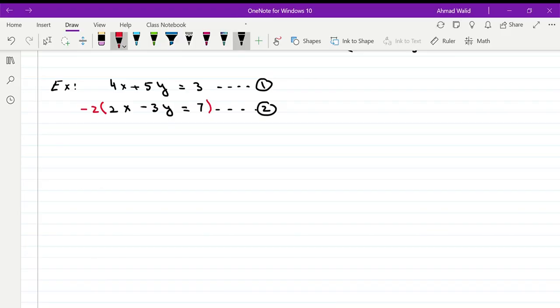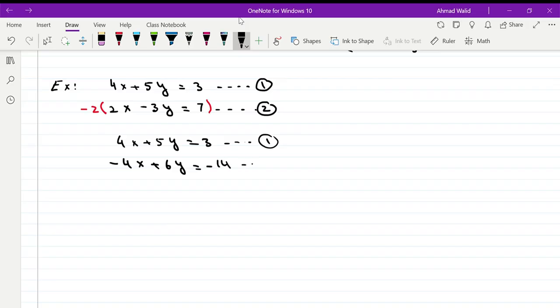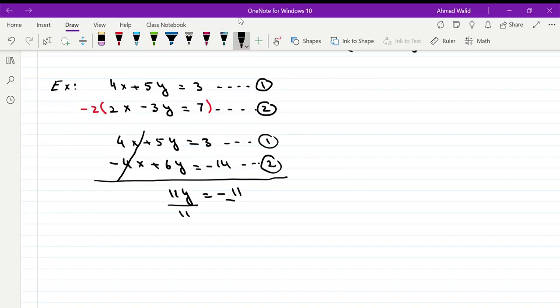Let me first copy equation number 1 again. Here, 4x plus 5y equals 3, equation number 1. And multiplying equation number 2 by negative 2 gives you negative 4x plus 6y equals negative 14, equation 2. Now you see, if you add, these cancel out. 5 plus 6 gives you 11y equals 3 minus 14, which gives you negative 11. Divide both sides by 11, then y is equal to negative 1.